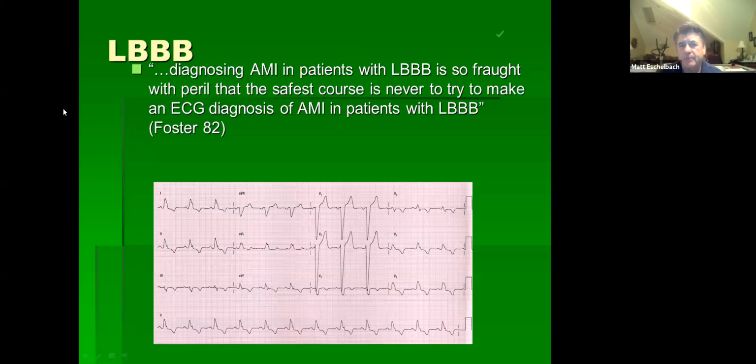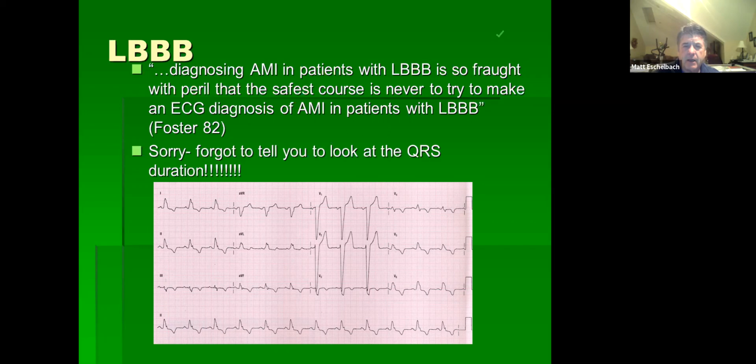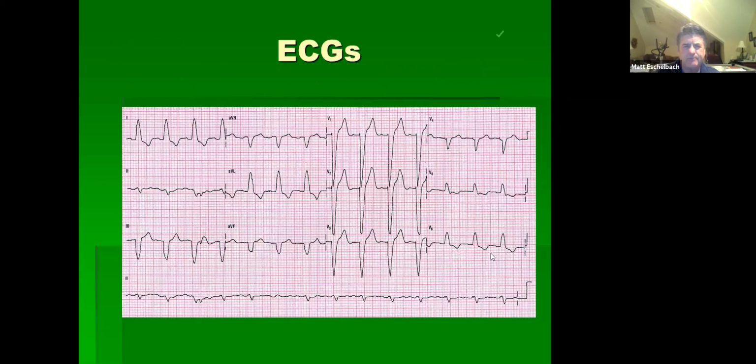Okay, so you will hear later on in your training something called Sgarbossa criteria. And diagnosing acute MI in patients with a left bundle branch block is so fraught with peril that the safest course is never even try. There are Sgarbossa criteria, but believe me, they're really, really hard. And I think it's best if you stay away from them. And again, look at how wide the QRS is. We saw that right away. Okay, good job. Next is Wes, your turn again.